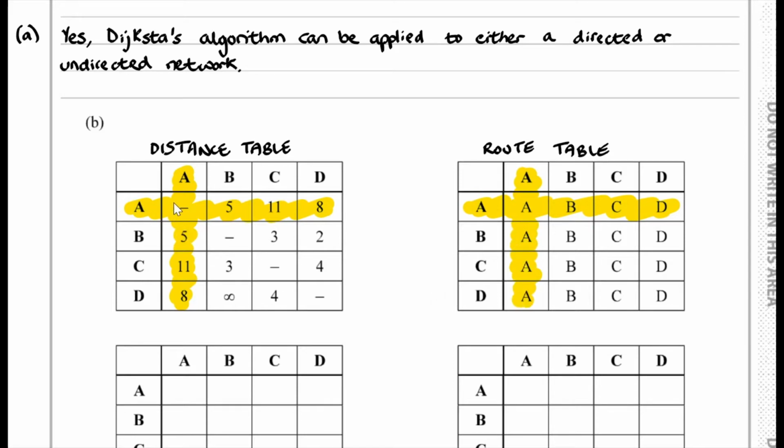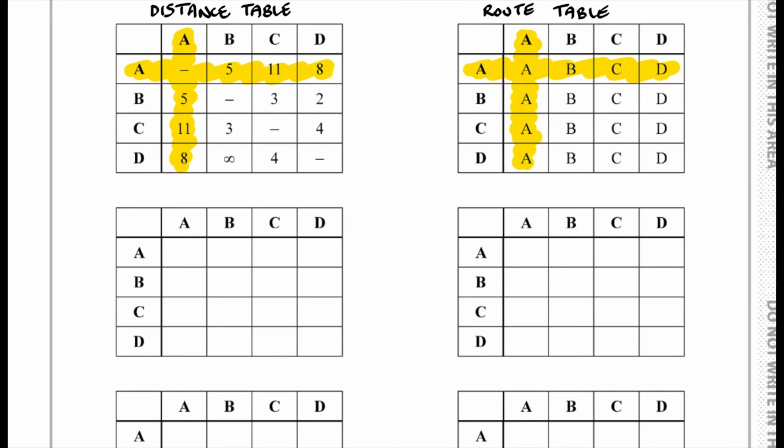Essentially, whatever we've highlighted remains unchanged. So here we have this dash, 5, 11, 8, 5, 11, 8. Same thing with the route table. Here we have A, B, C, D, and over here for this column we have all A's. And where we have these dashes, that will continue as well, and the letters corresponding to those dashes will remain consistent throughout.